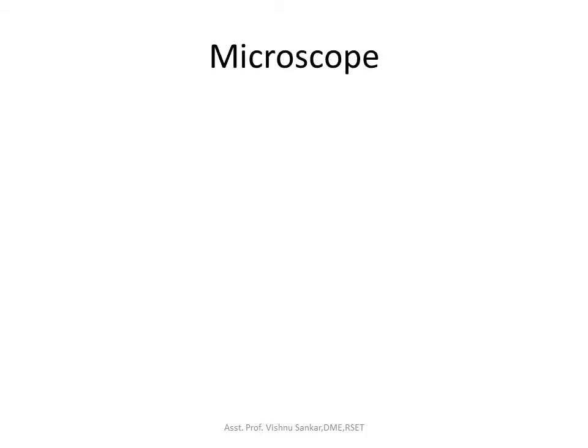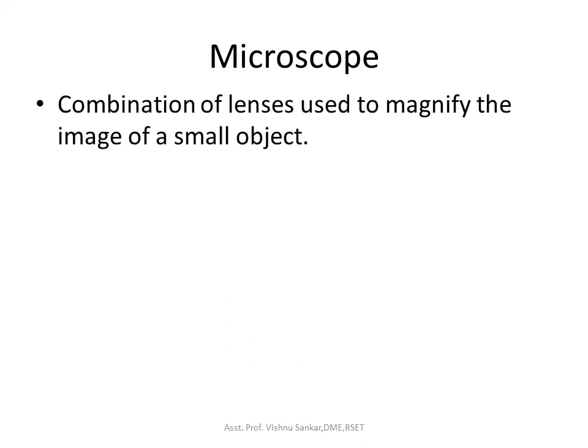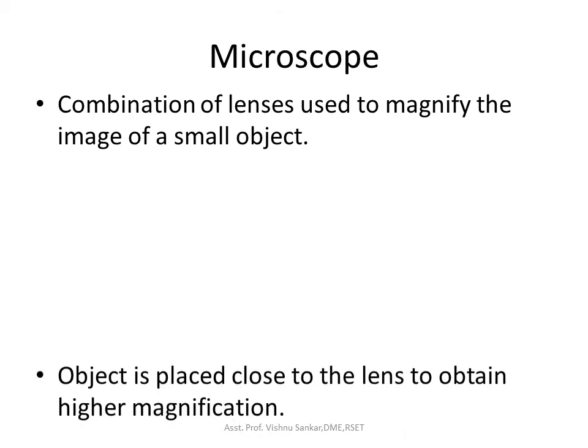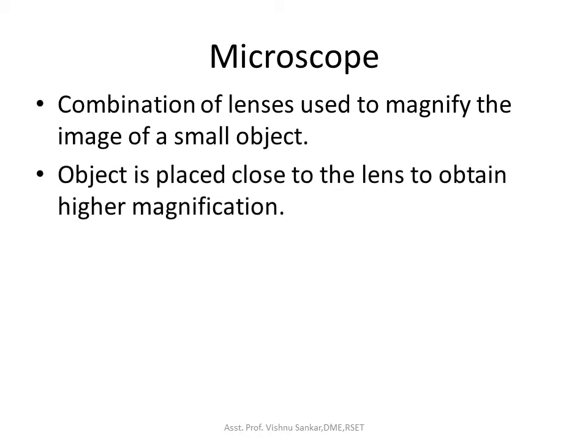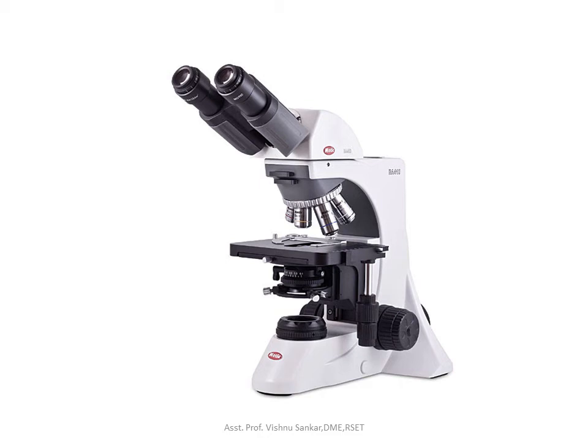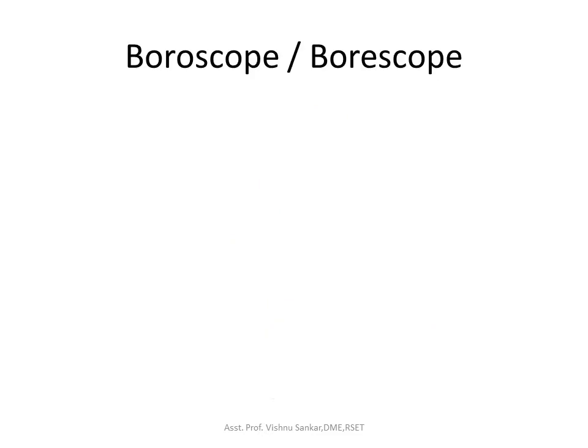Now, moving on to the first optical aid which is used in visual inspection, the microscope. It is a combination of lenses which is used to magnify the image of a small object. The object is placed close to the lens to obtain higher magnification. This is a microscope which is used as an optical aid in visual inspection.